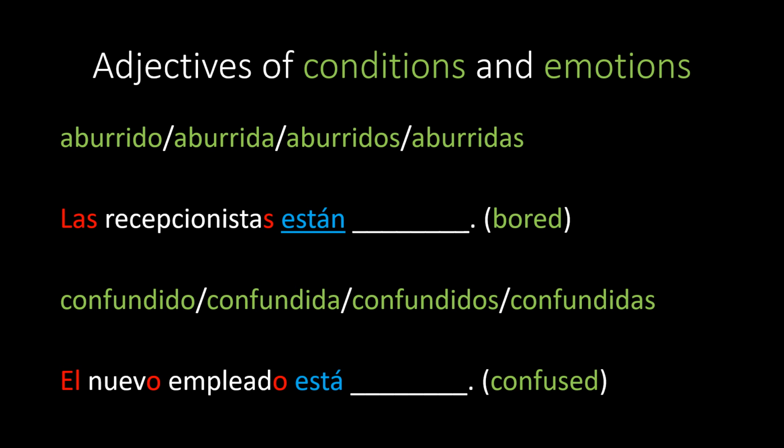Now look at the second example. El nuevo empleado está, and we're going to try to figure out which form of the Spanish word for confused we're going to choose. The first, confundido, is masculine and singular. The second, confundida, is feminine and singular. The third one, confundidos, is masculine plural or mixed plural. And the last one, confundidas, is feminine plural. Look at the parts in red now on the sentence. El nuevo empleado. Notice that you have el at the beginning. That's a masculine singular article. Nuevo ends with an O, which is typically a masculine ending. And empleado is also a masculine ending. Notice that they're singular as well. So you need to choose the masculine singular form of confused in Spanish.